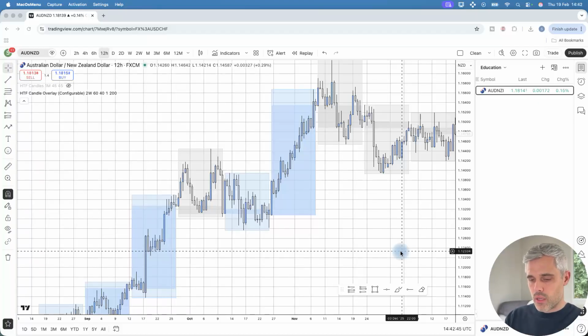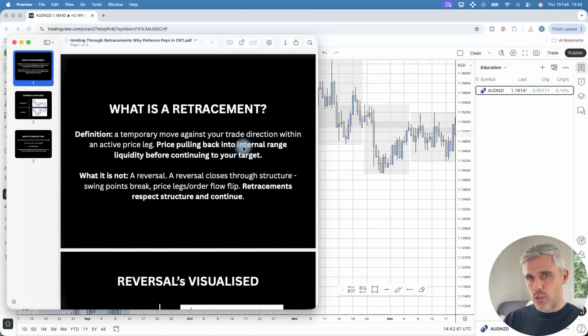So first and foremost, what is a retracement? The definition is a temporary move against your trade direction within an active price leg. So when you have order flow or a price leg like we looked at in series 2, price normally pulls back into the internal range liquidity in that leg before continuing towards your higher time frame targets.